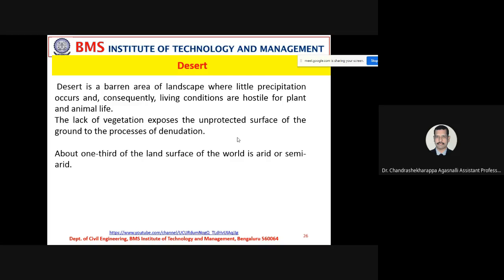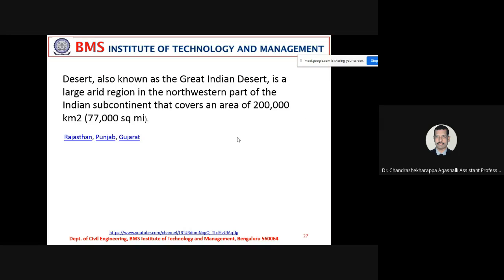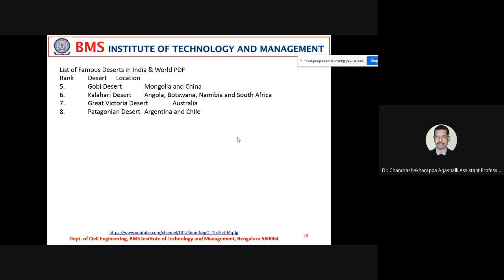About one-third of the land surface of the world is arid to semi-arid. Arid to semi-arid means less water, less precipitation, less rainfall. So one-third of the land surface is suffering from desert. There is also the Great Indian Desert, which is in the Indian subcontinent, in the northwestern part.